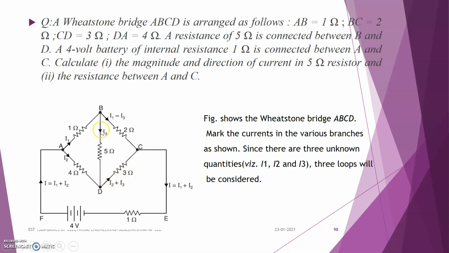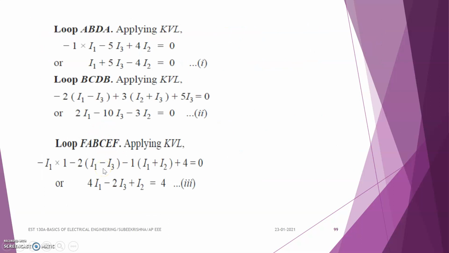And the third section, that is D to B, we are going to analyze from D to B, but the current is flowing from B to D, that is in the opposite direction. So we can take this as positive. So we can write the equation for the loop BCDB as minus 2 into (I1 minus I3) plus 3 into (I2 plus I3) plus 5I3 is equal to 0. On rearranging this equation, we get 2I1 minus 10I3 minus 3I2 is equal to 0. Mark it as equation number 2.